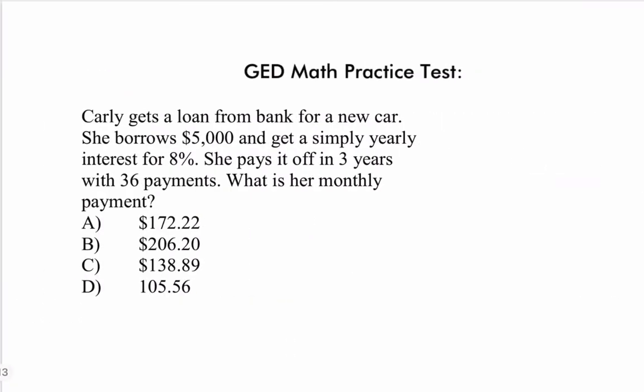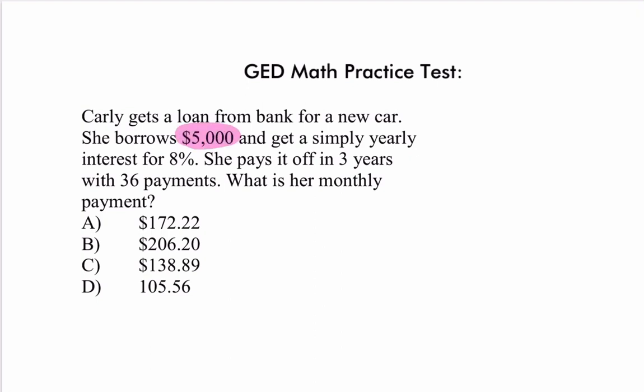And next, Carrie gets a loan from a bank for a new car. She borrowed 5,000 and gets a yearly interest of 8%. She paid it off in 3 years with 36 payments. What is her monthly payment? So how to find it? Look, we need to find the total money that she needs to pay. What she borrowed is the principal.